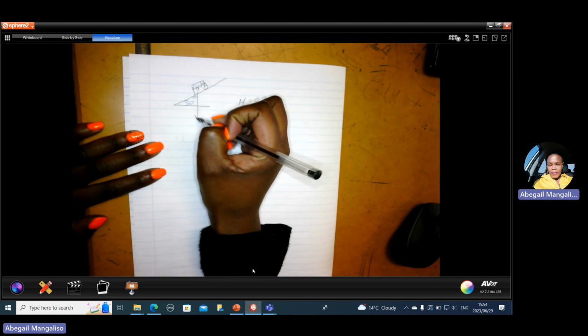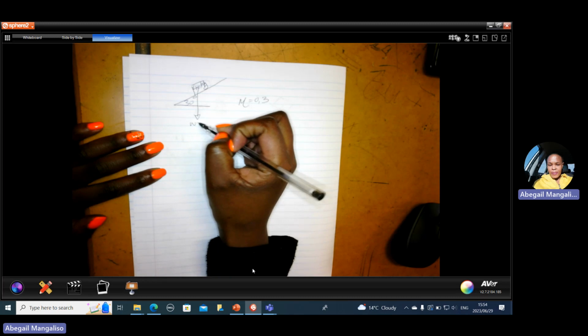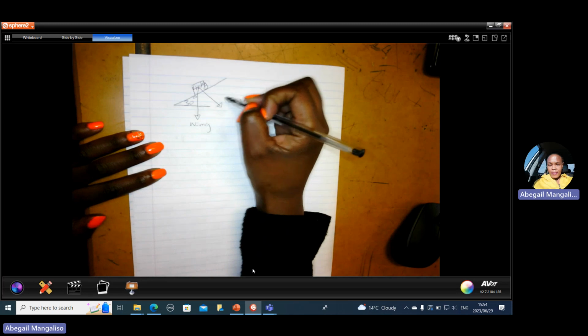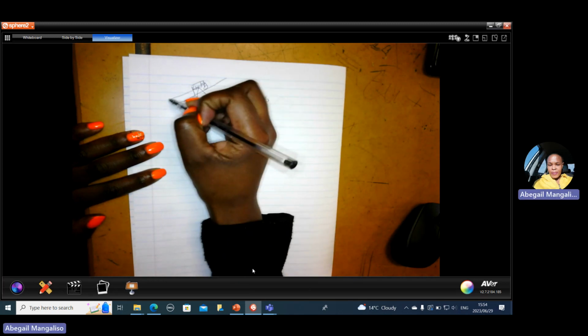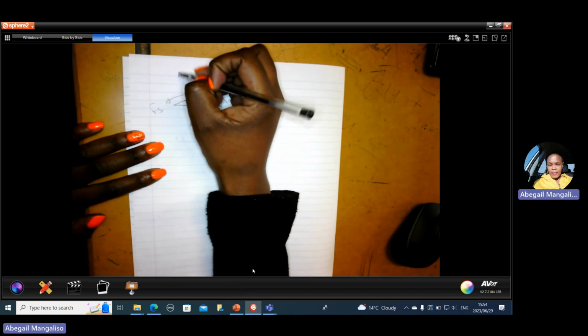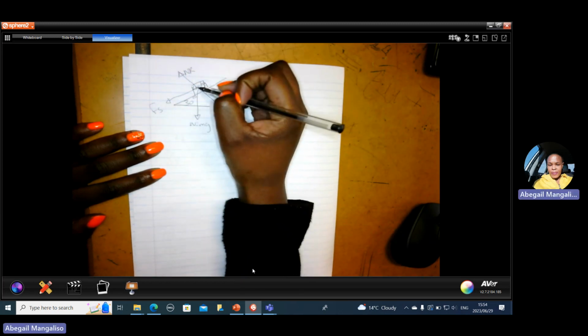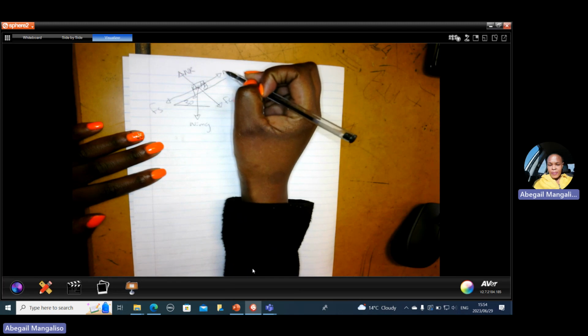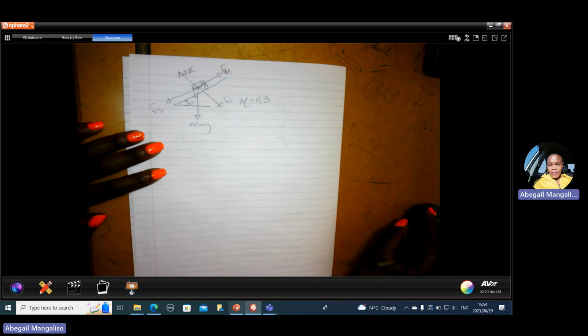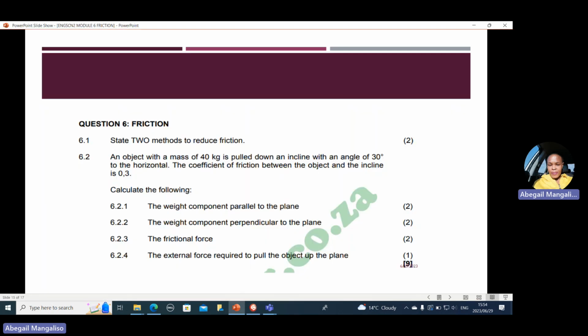Weight is acting vertically straight down, which is W equal to mg. You resolve it into Fc, and this one will be Fs. The normal force is there, and the friction will oppose the motion. It always opposes the motion. Now, the first question says calculate the weight component parallel to the plane.